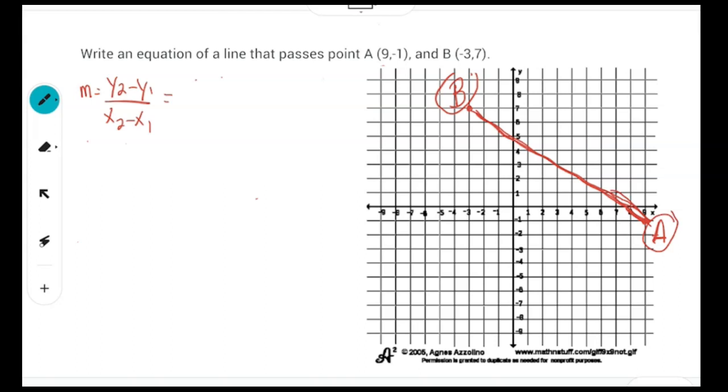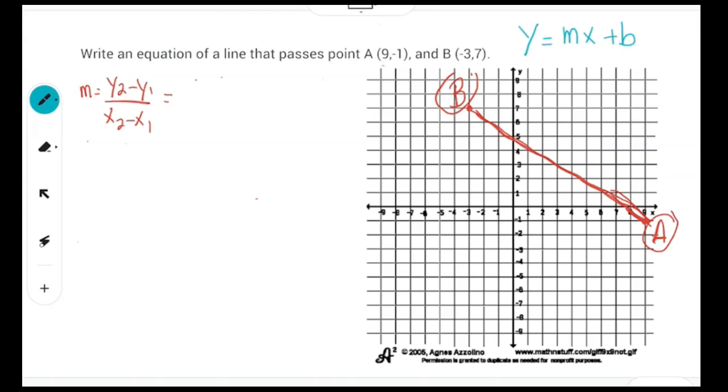I already graphed both points, and then I roughly connected them. Pretend this is a straight line. Remember, if it's a straight line, then you should be able to find the equation for that line. In this case, we're going to use the slope-intercept form, y equals mx plus b.